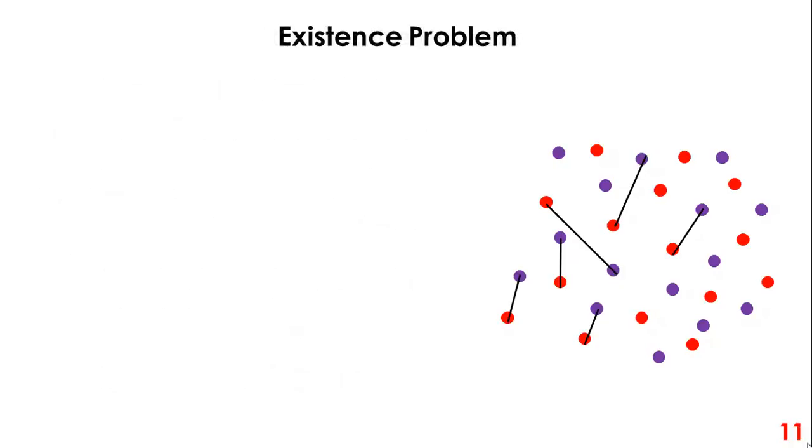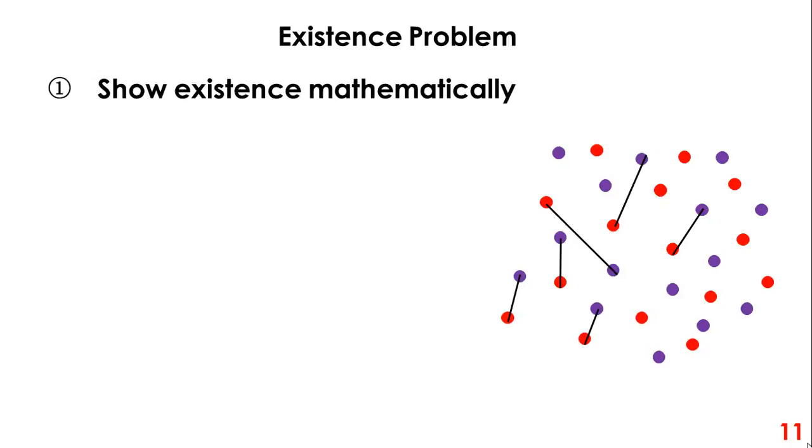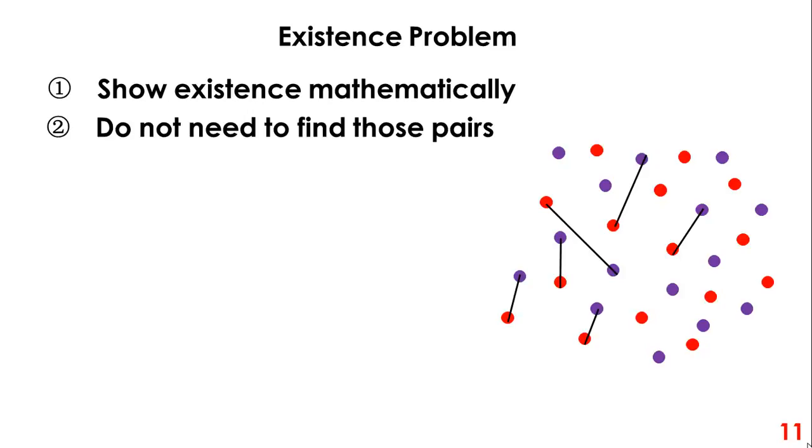Next, let's try to understand the existence problem a little bit. This is an existence problem. What's that? We only need to show existence mathematically. What do you mean? You do not need to really find those pairs. Without finding those pairs, you can still show existence mathematically. The reason is simple. Let me use a simple example to explain that.